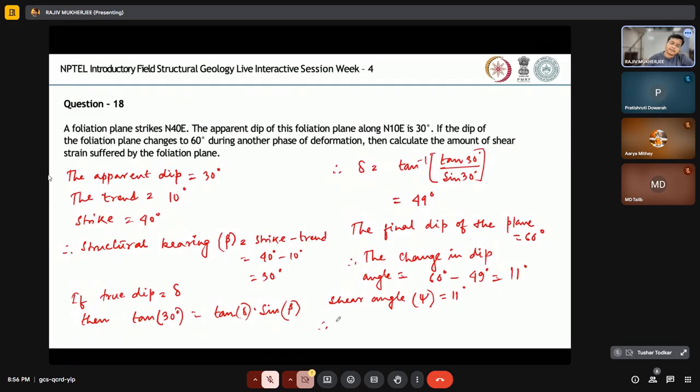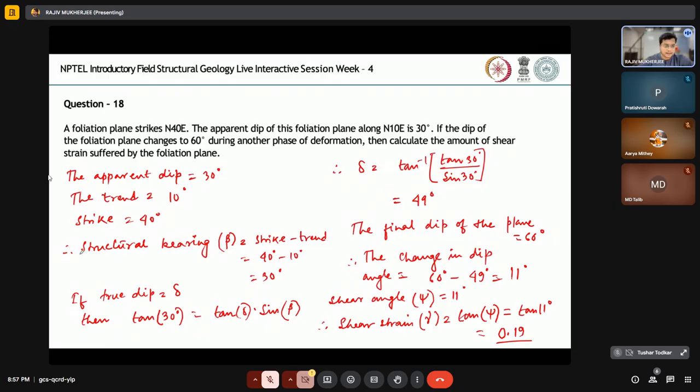we can calculate the shear strain gamma as tan of psi, which is actually tan of 11 degrees, which is almost equivalent to 0.19. So 19% shear strain will occur if the dip amount of the foliation plane starting from 49° changes to 60 degrees. Okay, and with that I end today's discussion session for the course Introductory Field Structural Geology.